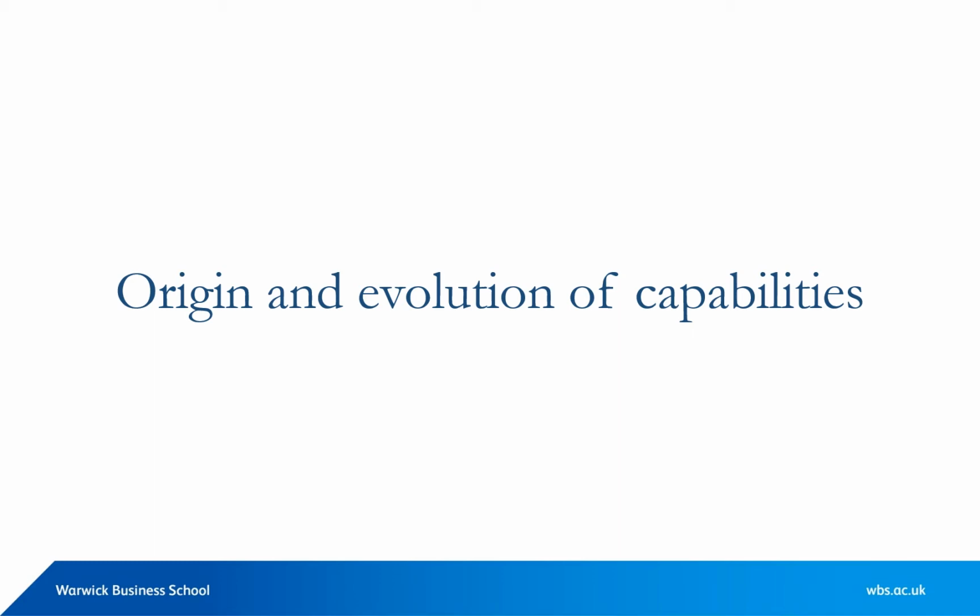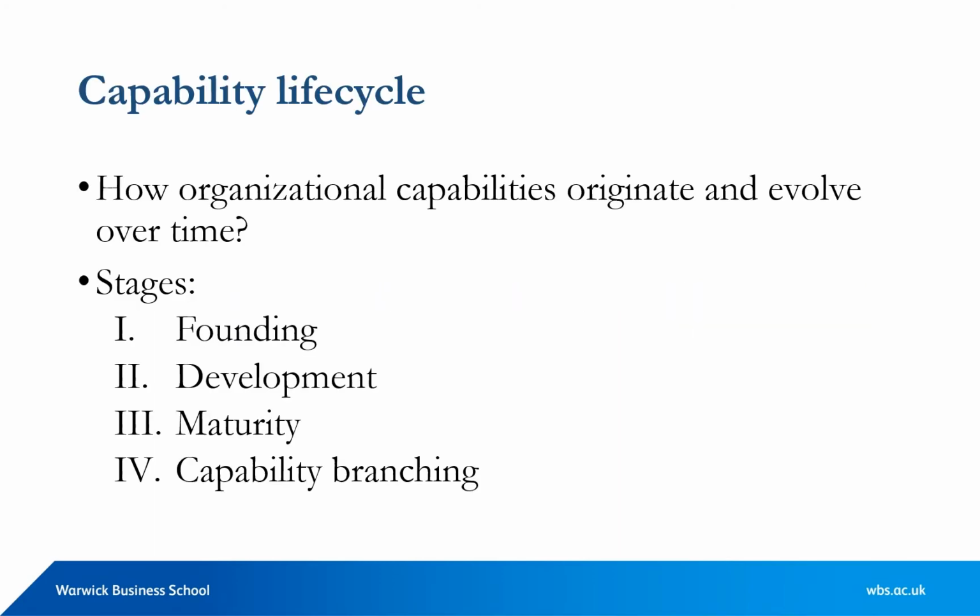Accordingly, we will study in this lecture two related themes. One, the capability life cycle, how the capabilities evolve over time, and second, the dynamic capabilities. Organizational capabilities originate and evolve in four stages. First, founding. Second, development. Third, maturity. And fourth, capability branching.